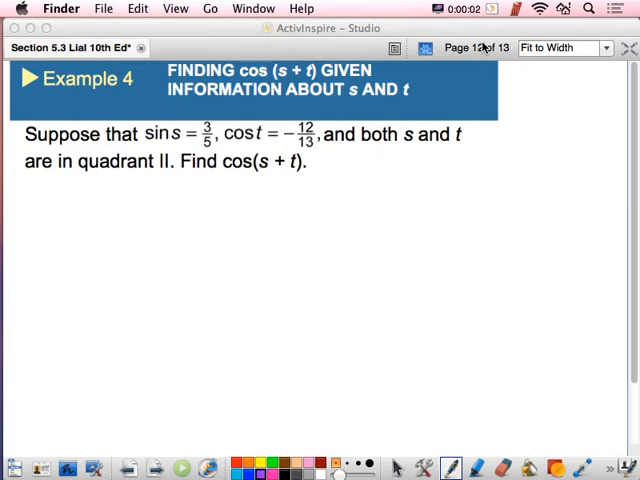So if you're going to have any trouble at all with section 5.3, it's going to be with these types of problems. So make sure that you take the time to write this down and write it down really well and ask any questions you have.